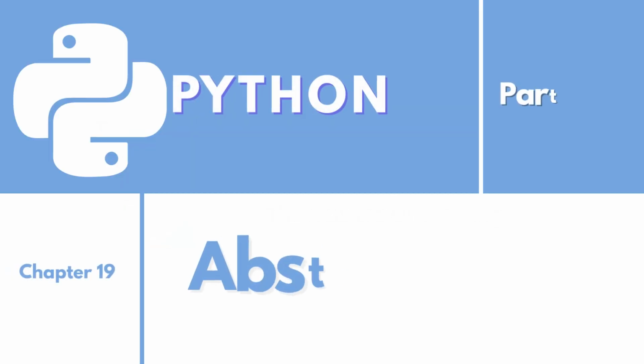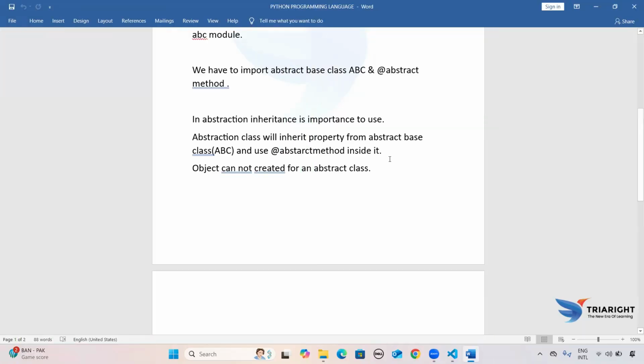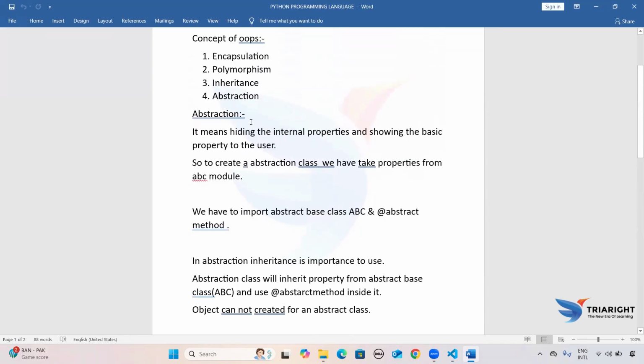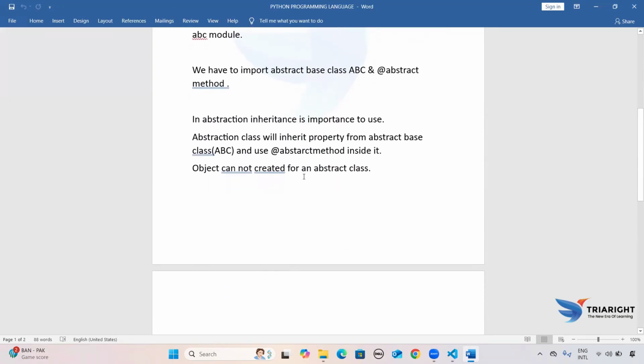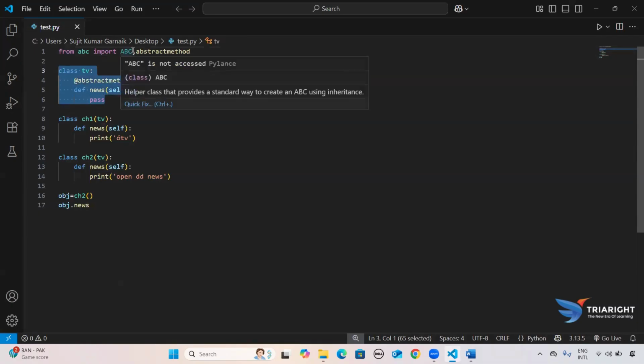In this session, we are going to discuss more about abstraction that's available in Python. In the previous session, we already dealt with abstraction, meaning hiding the internal functionality and showing the basic property to the user. We were trying to write that an object cannot be created for an abstract class. Why can't it be created? Because till now, whenever we create an abstract class with the help of the capital ABC, we can create methods.